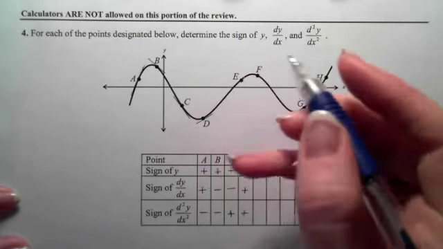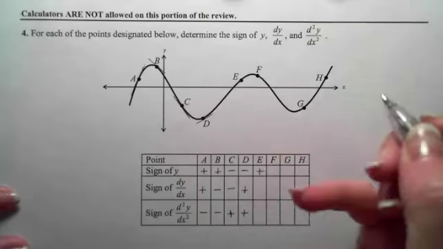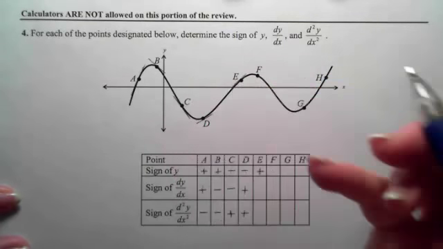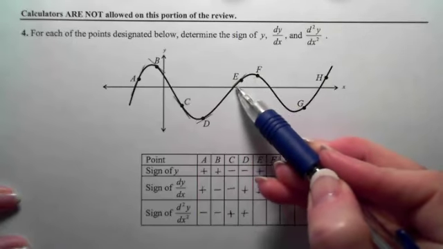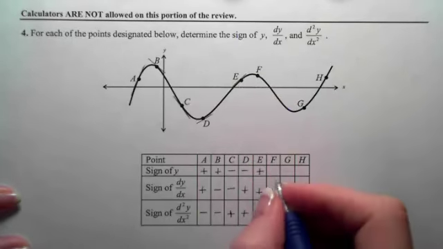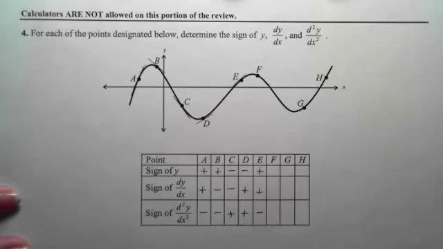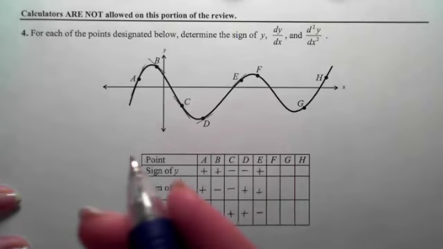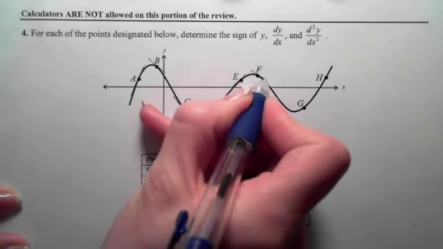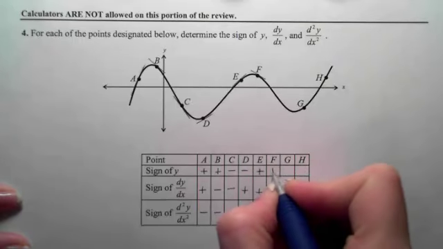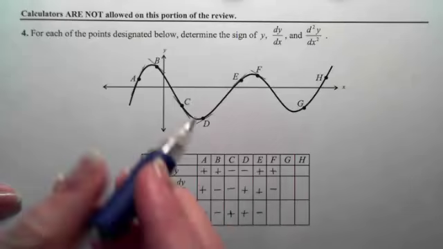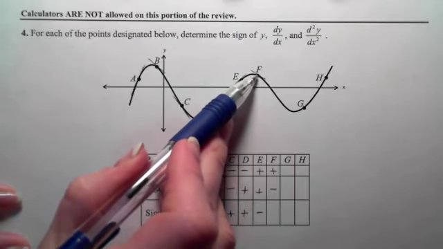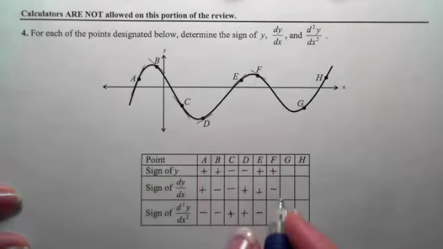Continue on with E. We are again above the x-axis. Our tangent line has a positive slope, and the tangent line was above the curve, so the curve is frowning and has negative concavity. F, we're still above the x-axis. Our tangent line had a negative slope, and the tangent line lay above the curve, so we are concave down.